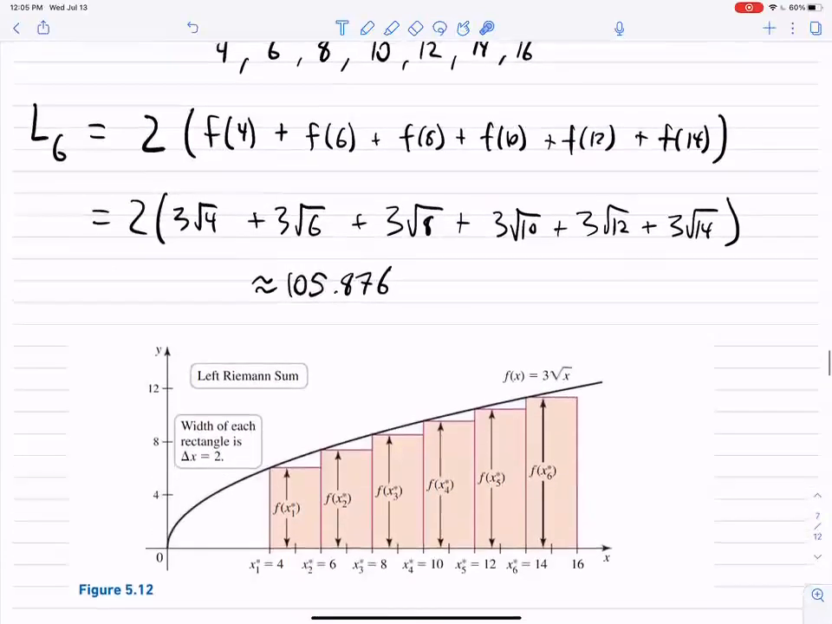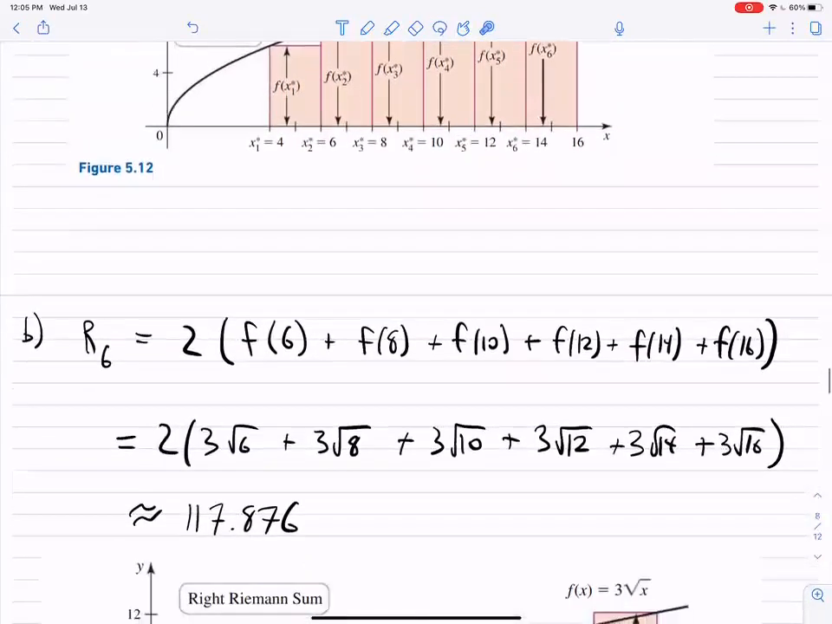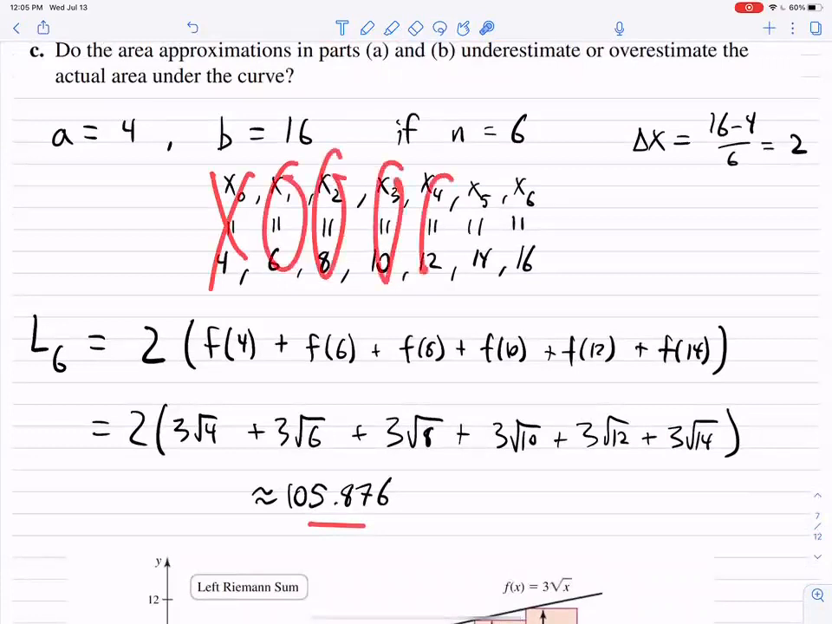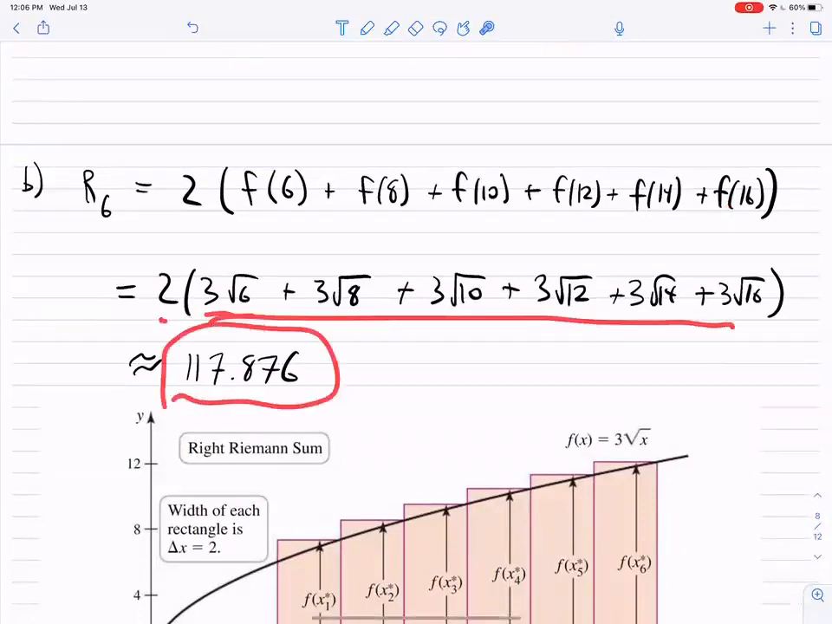And then this is a picture of it. So 4, 6, 8, 10, 12, 14, 16, and we've picked the left endpoints to be the heights. We find these areas by adding up all the heights and then multiplying by the width, and we get that. Doing R6 is very similar, but instead we're not going to pick that one. We're going to pick those, that one, that one, that one, that one. So we start at 6 and then go to 16. And so it's 2 times 3 times square root of 6 all the way to here, and you get 117.